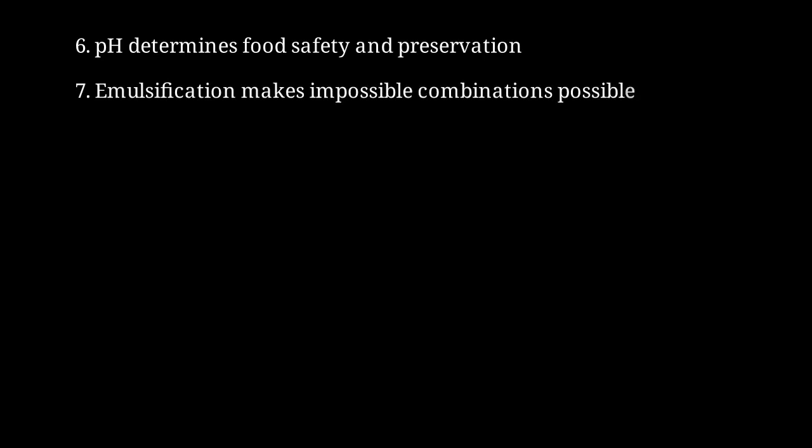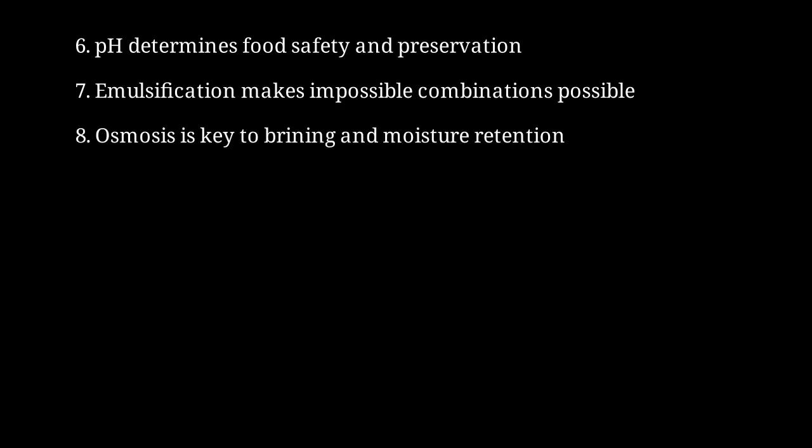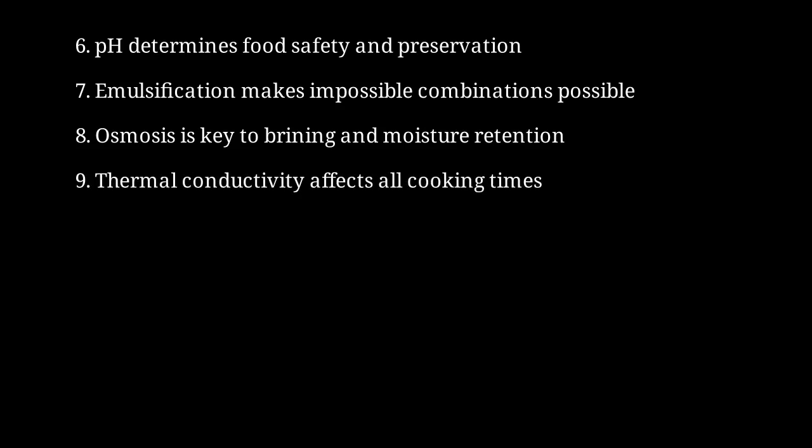Seventh, emulsification allows us to create stable mixtures of ingredients that normally hate each other. Eighth, osmosis explains why brining makes meat juicier and more flavorful throughout. Ninth, thermal conductivity differences explain why different foods and materials heat at such different rates. And finally, understanding the science behind cooking makes you not just a better cook, but helps you troubleshoot problems and create new dishes.